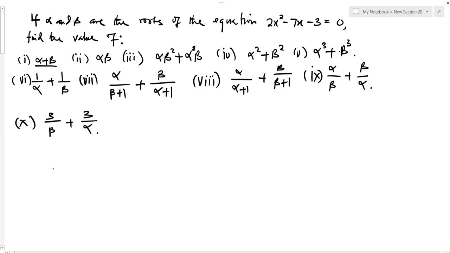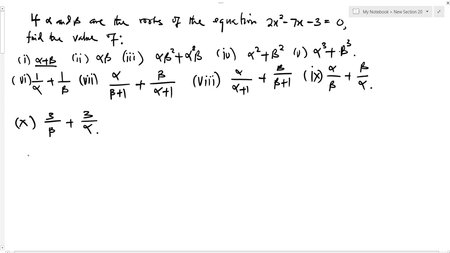If alpha and beta are the roots of the equation 2x squared minus 7x minus 3 equal to 0, find the value of alpha plus beta, alpha beta, alpha beta square plus alpha square beta, and so on and so forth. So let's begin.